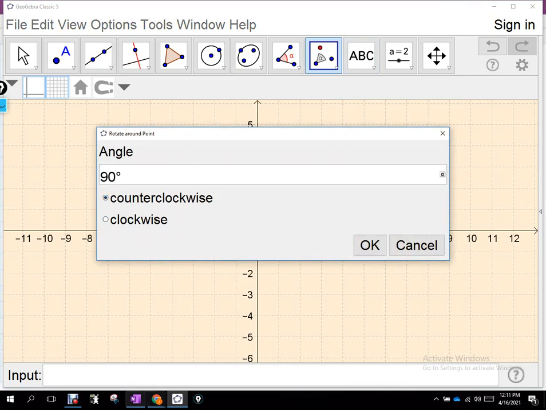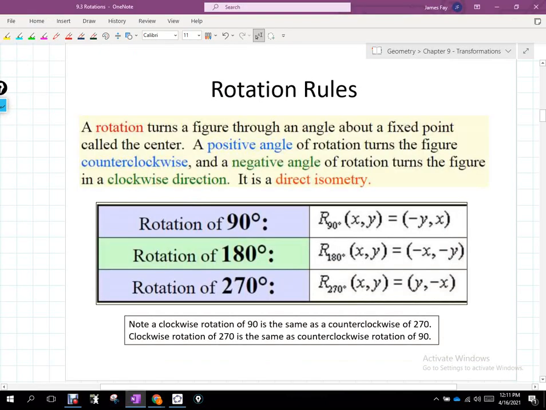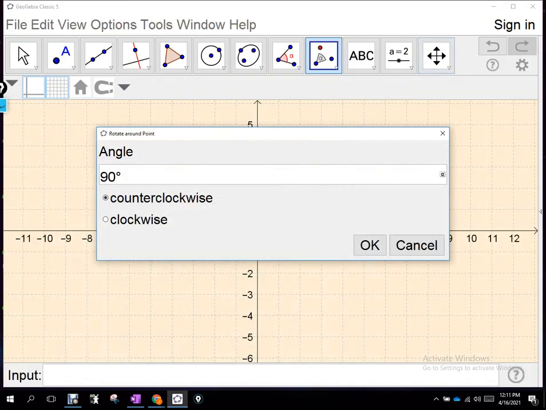What I want to do real quick is bounce back and make sure I've got these written correctly. The rotation turns a figure through an angle about a fixed point called the center. A positive angle of rotation turns the figure counterclockwise. Depending on what rules you are using in some textbooks, these rules are talking about moving counterclockwise, which is in alignment with what we do in trigonometry. That's the most common rotation that you'll do, but we'll talk about moving clockwise if we wanted to. So it says we're going to move counterclockwise 90 degrees.